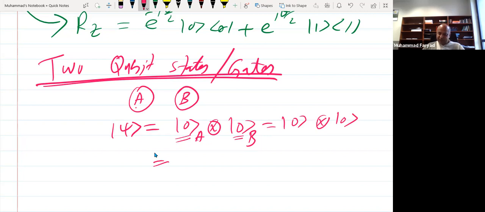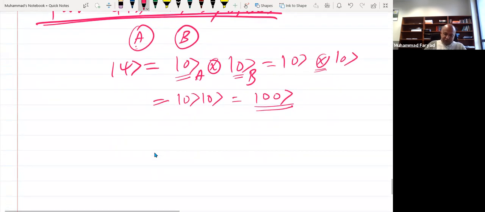Similarly, some people don't write this tensor product, and some people are even lazier and they just write 0, 0. But this is essentially a state which says that qubit A is in 0 state and qubit B is in 0 state. Now let's develop the matrix notation for this state.